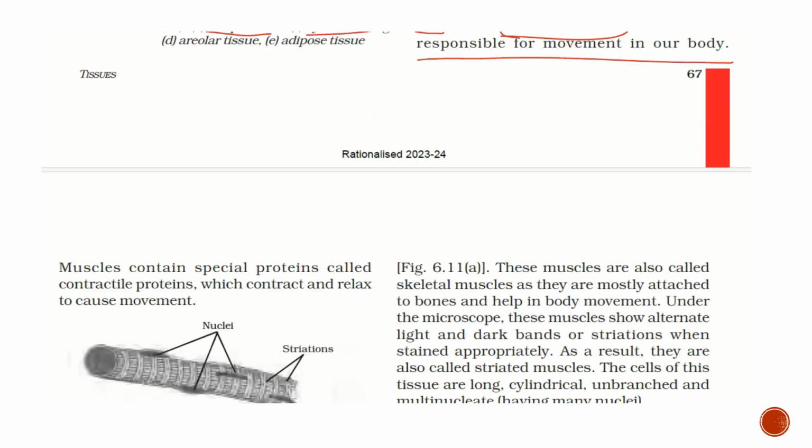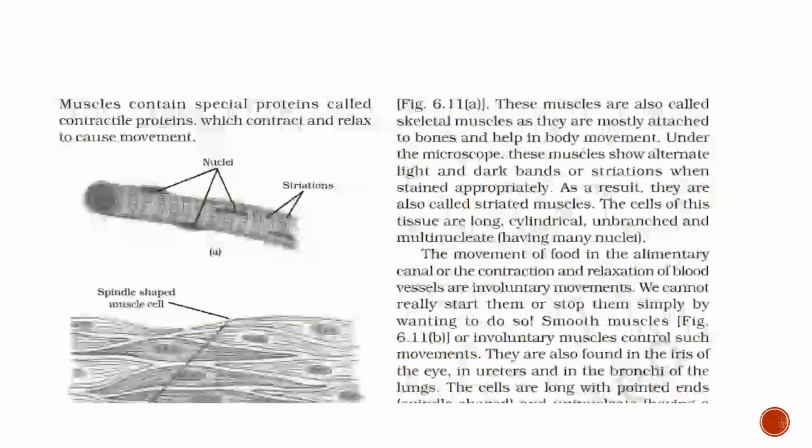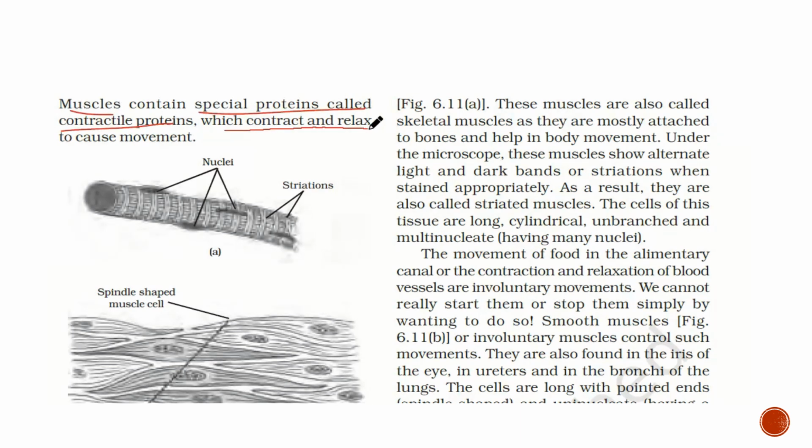We all know that our body consists of muscles of different types, which help us to work out and to pull loads, everything that we are doing. Nerves, muscles and bones together form our skeletal system as well as our muscular system, which helps us in locomotion and movement. So what does the muscle contain? Muscle contains special proteins called contractile proteins, which contract and relax to cause movement, right?